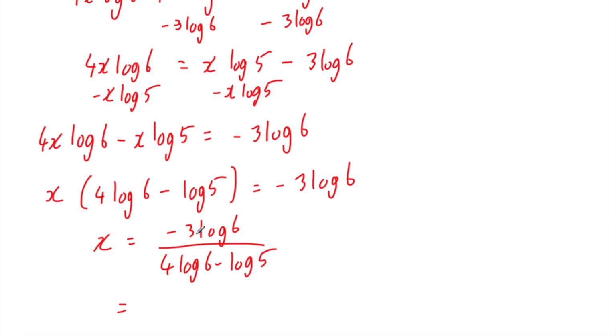So if we work this out, we get x is equal to minus 0.96719, and so on. And we could round that perhaps to 3 decimal places to get that x is equal to minus 0.967 to 3 decimal places.